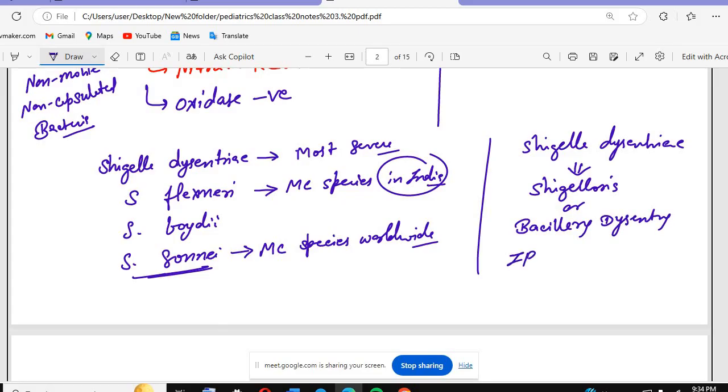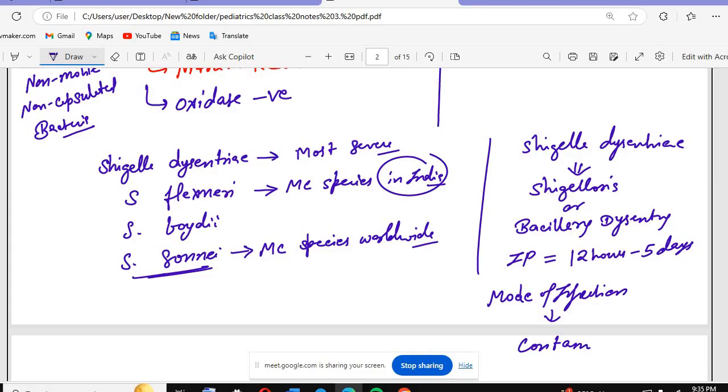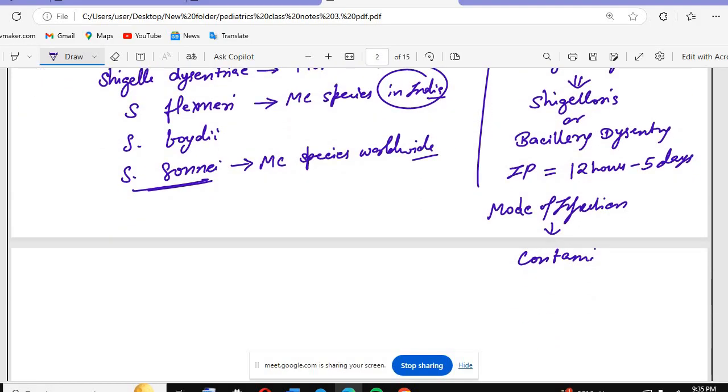If we want to know about the incubation period, remember it is 12 hours to 5 days. That means they can survive for up to 5 days. And the mode of infection is fecal contaminated food or water. So the mode of infection here is contaminated food and water.